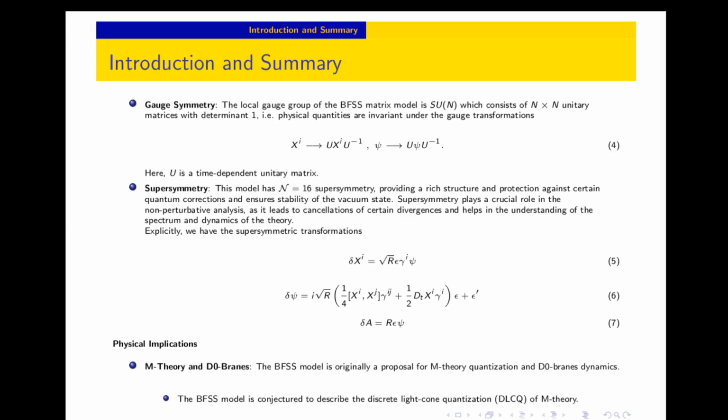These transformations ensure the invariance of the action under supersymmetry and provide a rich structure that protects against certain quantum corrections, thus ensuring the stability of the vacuum state.